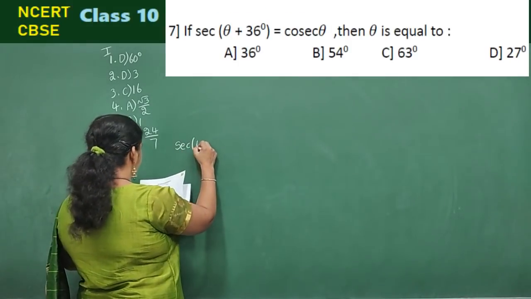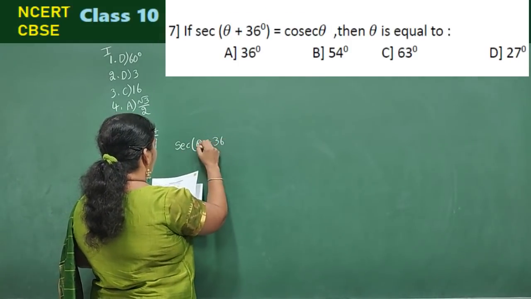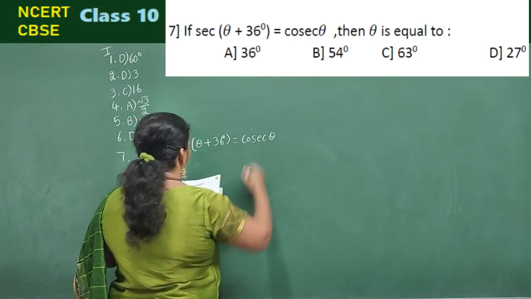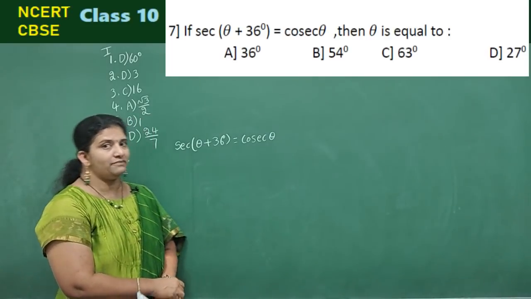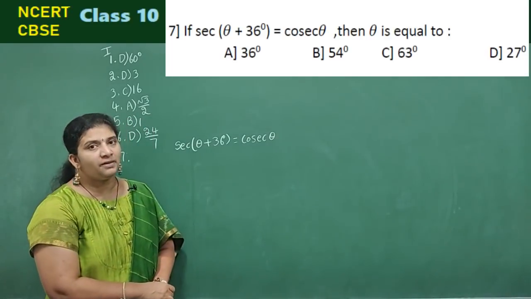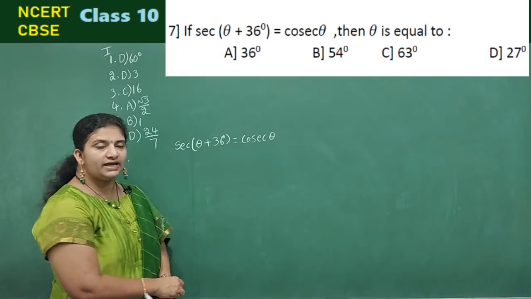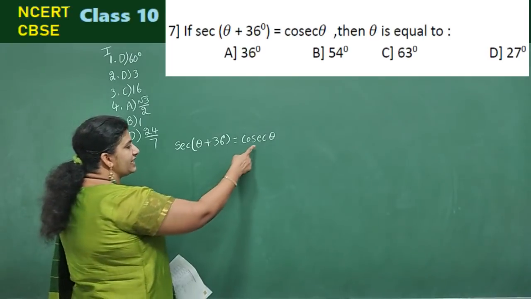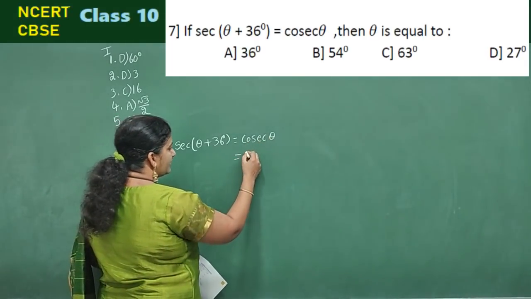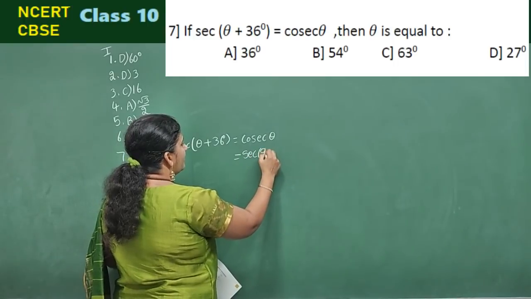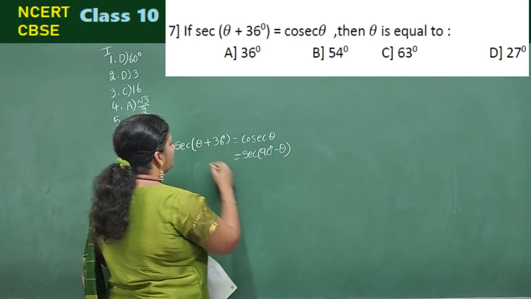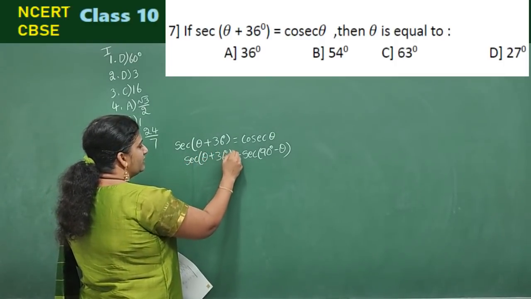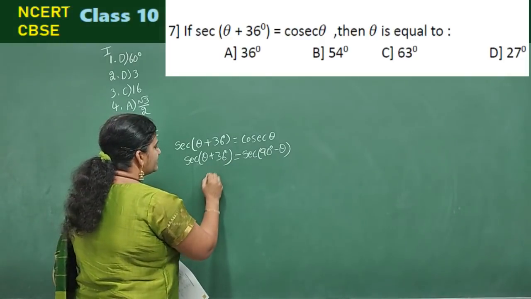Seventh one, if secant of theta plus 36 degrees is equal to cosecant theta. This is one of the important multiple choice questions. Observe carefully. Secant of theta plus 36 is given and cosecant theta is given. How can I equate these two? Better let me change cosecant theta. Cosecant theta is nothing but secant of 90 degrees minus theta. And write this one as secant of theta plus 36 degrees. So both are secant. You can equate these.